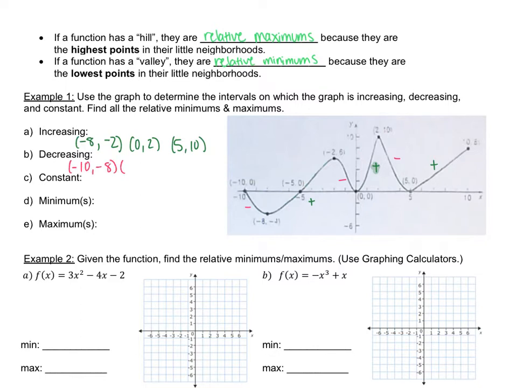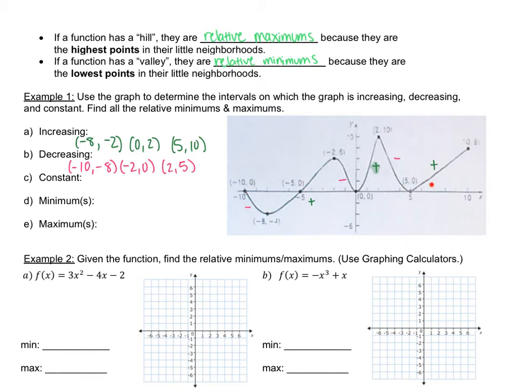And then on our next scenario, it starts here. So that's negative 2 to 0. So negative 2 to 0, it's decreasing. And then we have another one here. So from 2 to 5, it's again decreasing.